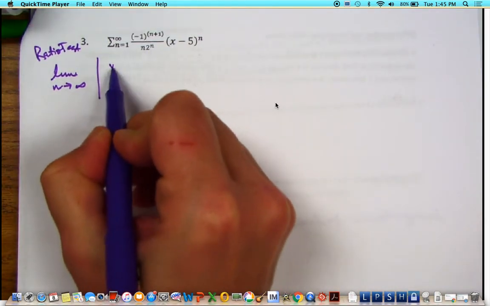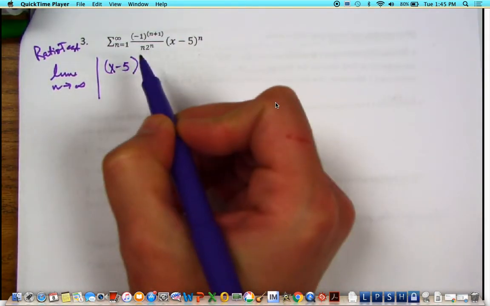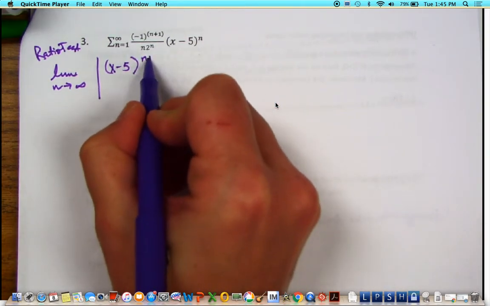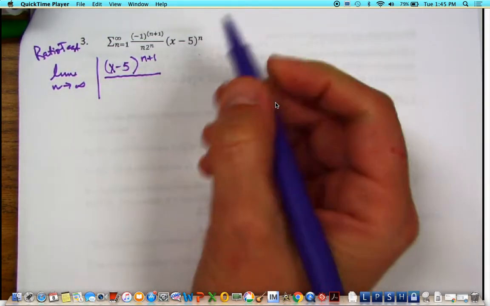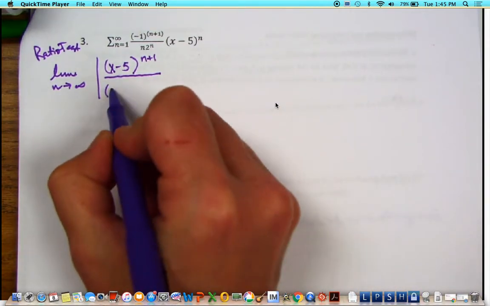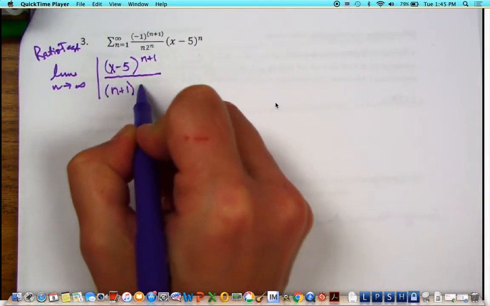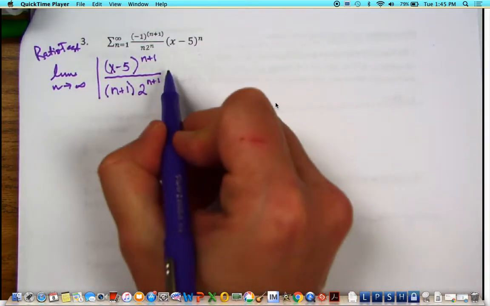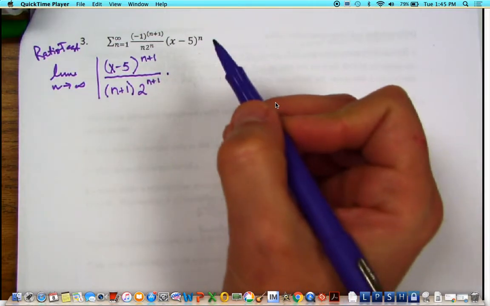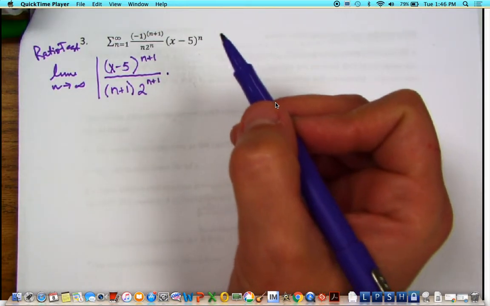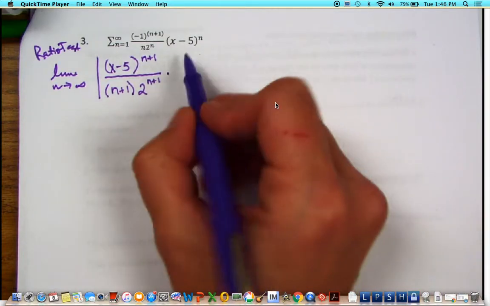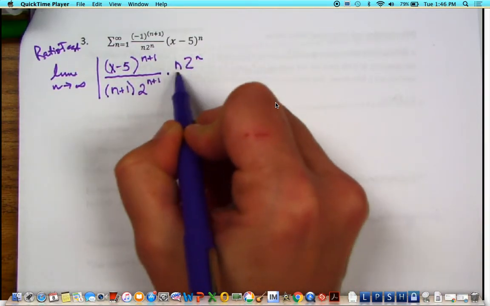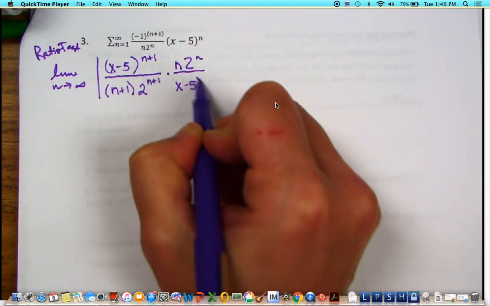of x minus 5 to the n plus 1 over n plus 1 times 2 to the n plus 1. And then I want to multiply that by what? The reciprocal, right? n times 2 to the n over x minus 5 to the n.